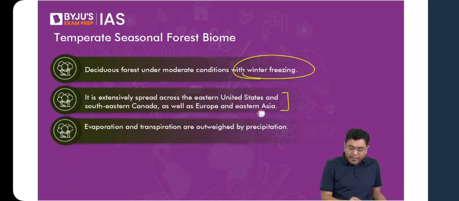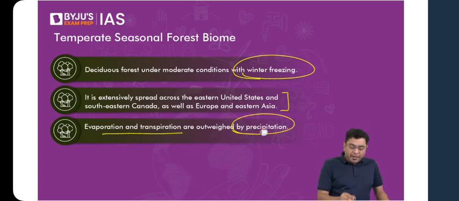So evaporation and transpiration are outweighed by precipitation. Precipitation in comparison is more than evaporation and transpiration. And why is that? Why is that? That is because of lower temperature.